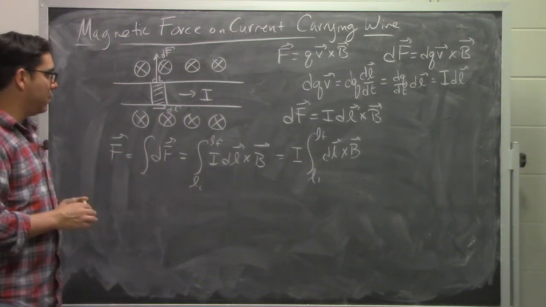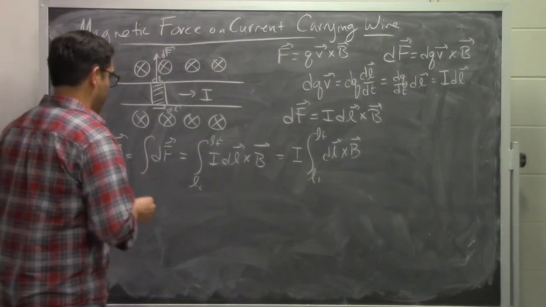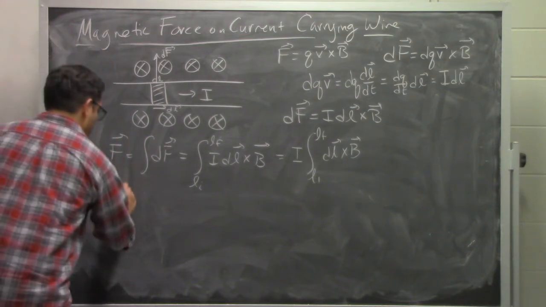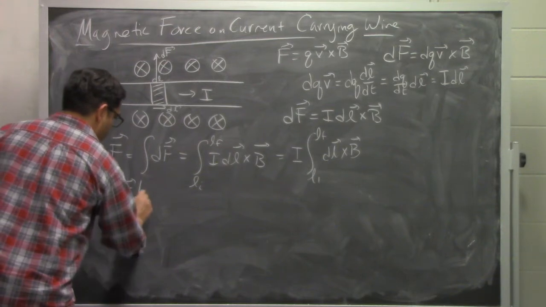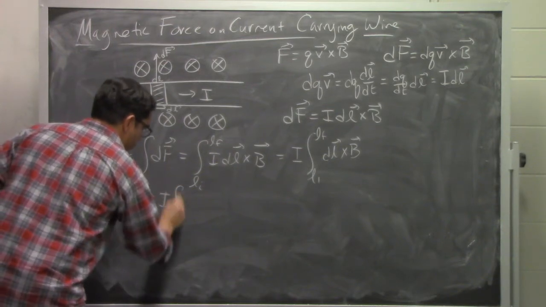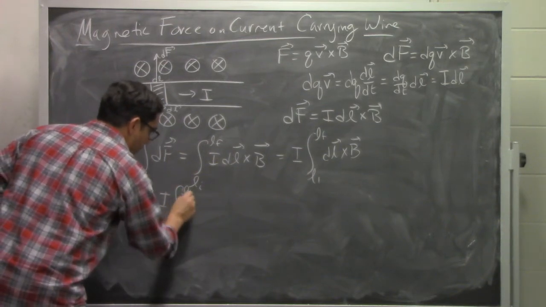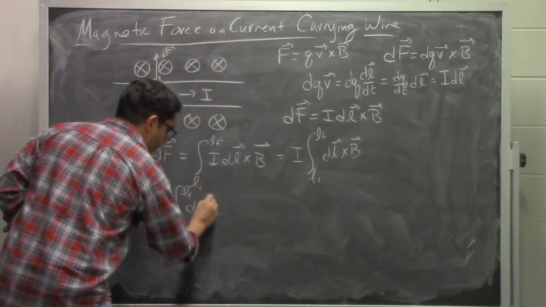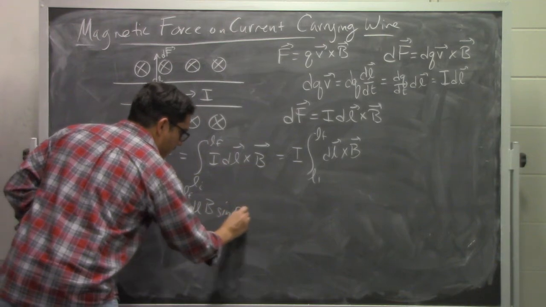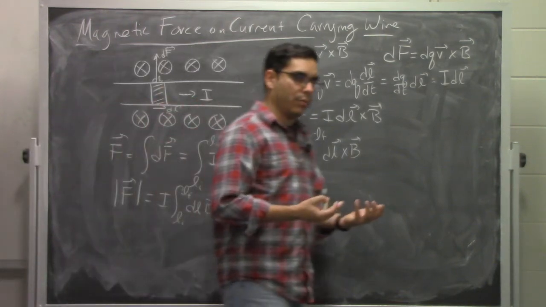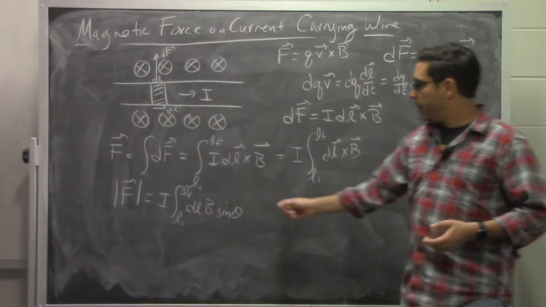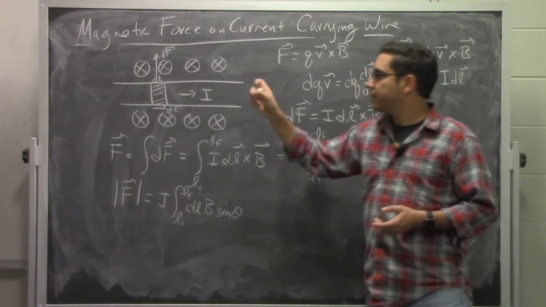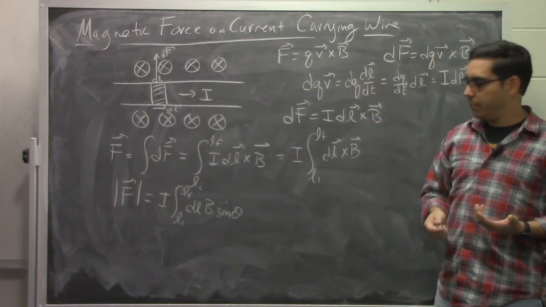Now we can worry about the magnitude of this situation, knowing that we can get the direction from the cross product. And so what we can do is reduce this problem just a little bit by saying we care about the magnitude. And so what we'll have is this integral of Li to LF of dl B sine theta, where theta is the angle between the magnetic field and the dl vector.